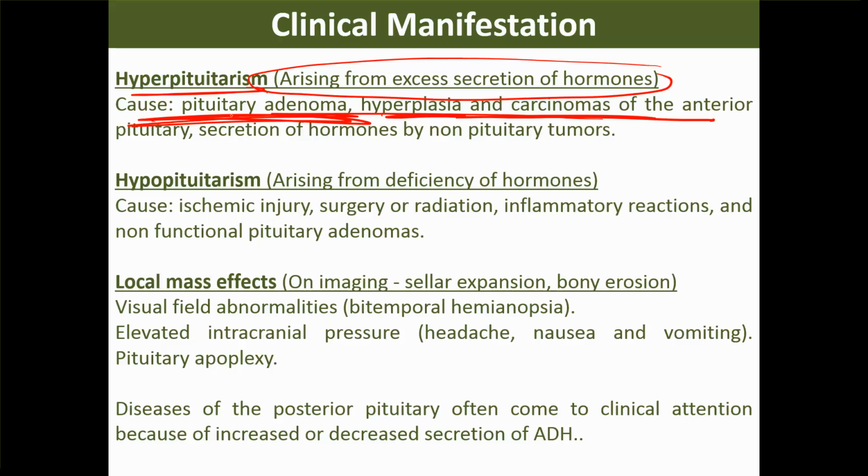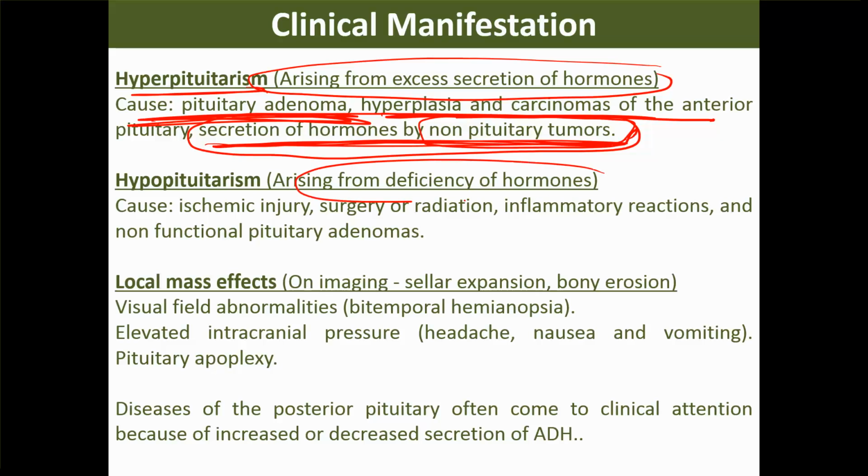Sometimes, and this is very, very important, the pituitary remains normal and the hormones come from other areas, which is ectopic hormones, and usually it comes from a non-pituitary tumor, most probably from the lung. And remember, there is another condition called hypopituitarism. It reduces the hormone level, and it comes whenever the pituitary is damaged due to ischemic injury, or surgically, or radiation, or due to immune reactions or inflammatory reactions.